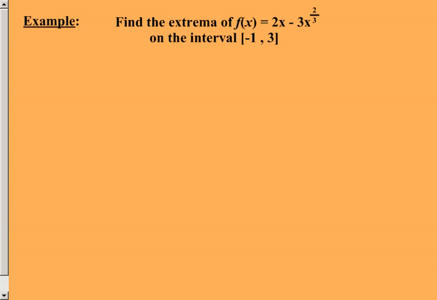Find the extrema of f of x equals 2x minus 3 times x to the 2/3 on the closed interval from -1 to 3. Substitute, please press the pause button. Give the students maybe 3 or 4 minutes worth of lead time as far as working the problem. When they are mostly completed, go ahead and press the play button and let the video run.